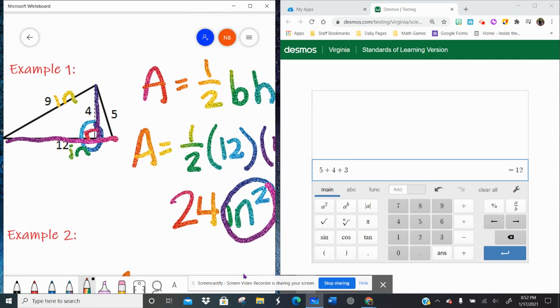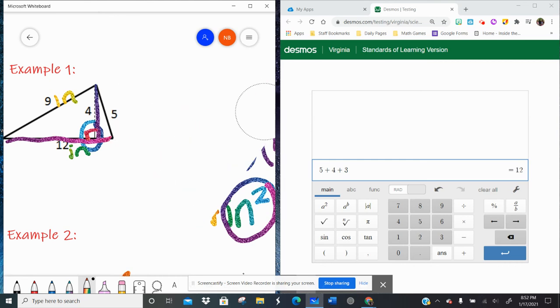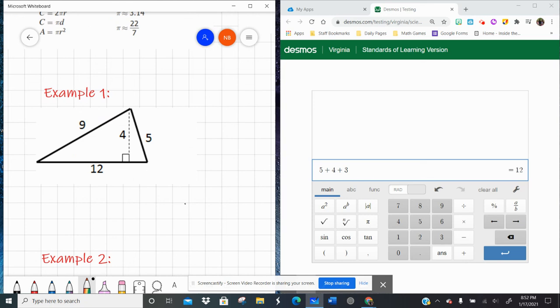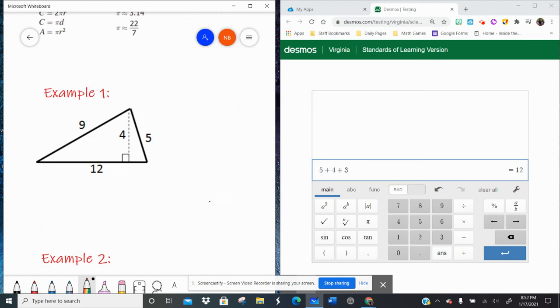Now, let's go back up to our first example, example 1 really quickly. Talk about perimeter. When I'm doing perimeter, I'm looking at the outside of the shape. Remember, triangles only have 3 sides. So I would do 9 plus 5 plus 12. I would ignore that 4 because for perimeter, I don't really need the height if it's an interior line. So just something to remember about triangles because that part can be a little tricky.